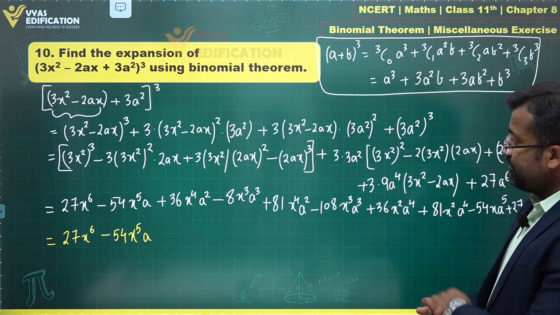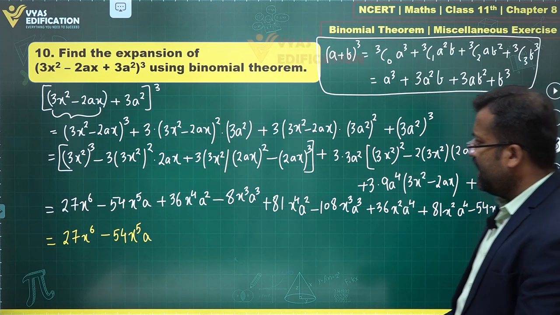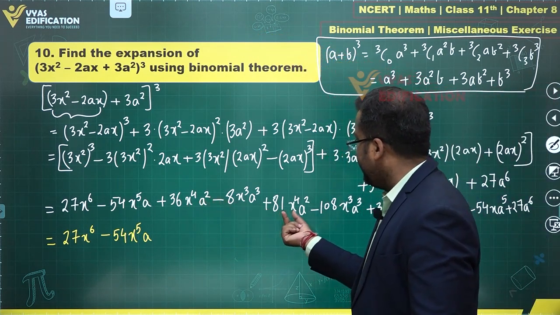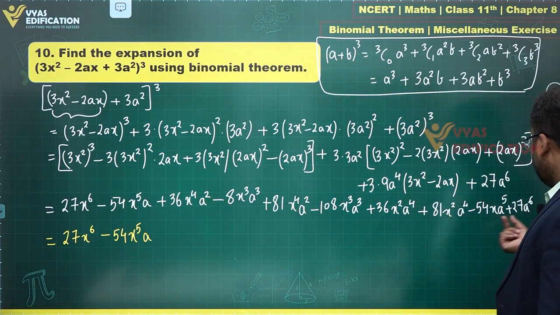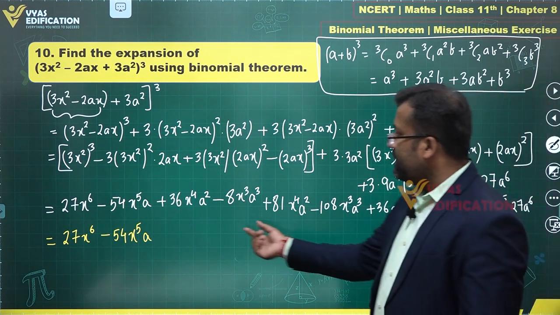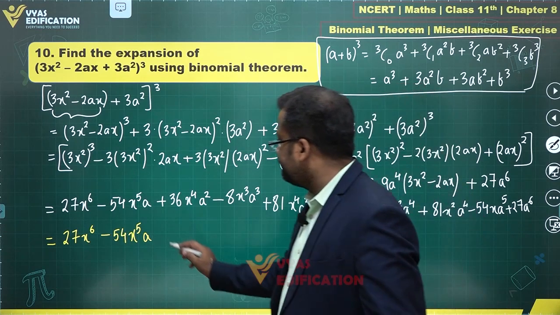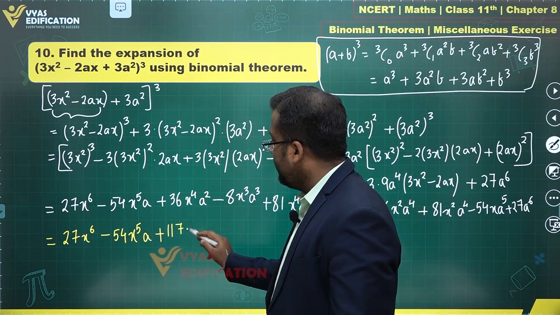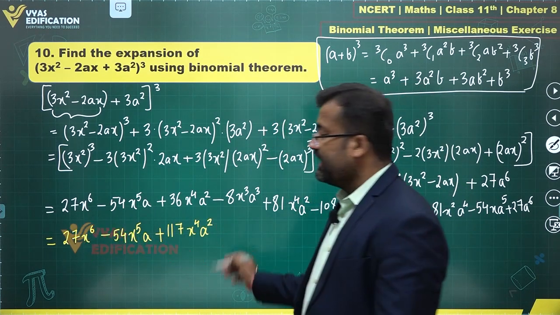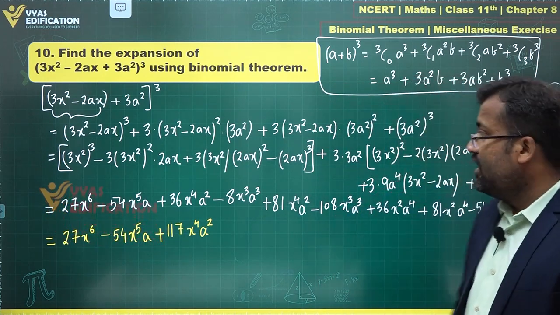Let's choose a term of x power 4 and we have 36 x power 4 a square, 81 x power 4 a square. Is there any other term of x power 4? No. 81 plus 36 is 117, right? 117 x power 4 a square is what I'll get over here. This is what I'll get.